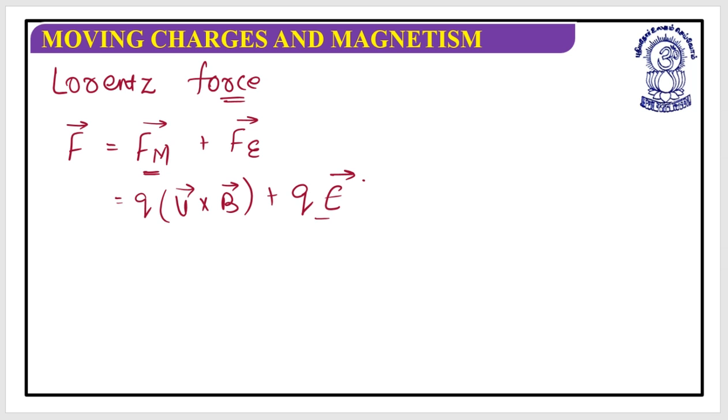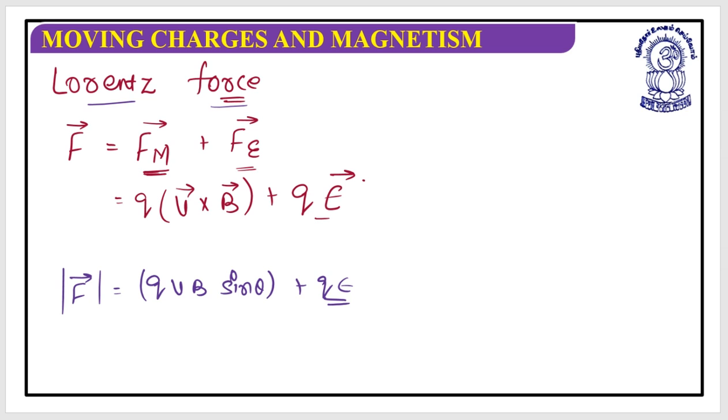But if a charged particle is moving in a region having a magnetic field as well as an electric field, then the force acting on the charged particle can be calculated using the Lorentz force. That force F equals qvB sin theta, I'm talking about the magnitude, plus qE. I hope these things are clear.